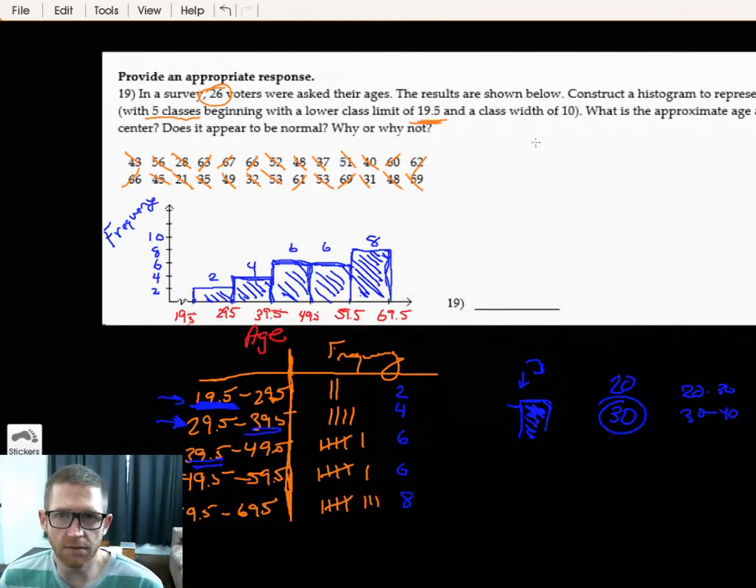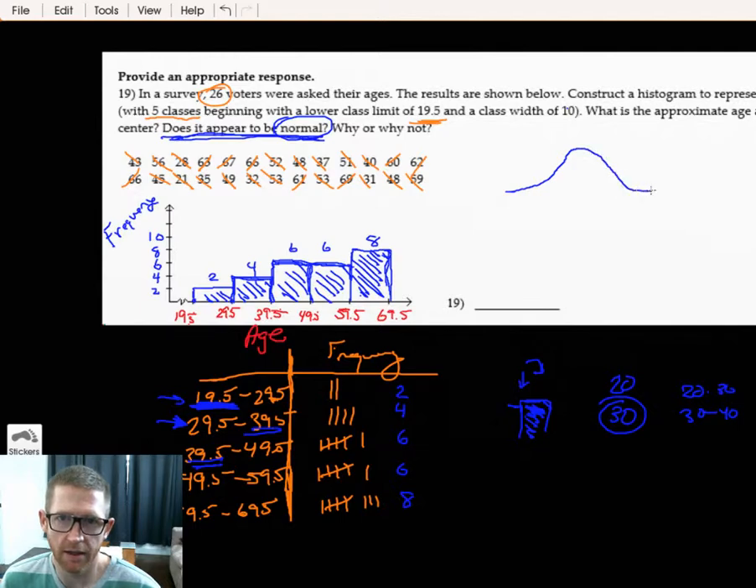Okay, so there's our data, our distribution. What is the approximate age of the center? I'm going to answer the second question first. Does it appear to be normal? No, it is not normal, because a normal distribution would start low, go high, and then end low. There's my awesome normal curve. It would look like a hump. That's normal. So it does not look like a normal distribution, because it doesn't start low, go high, and then end low.